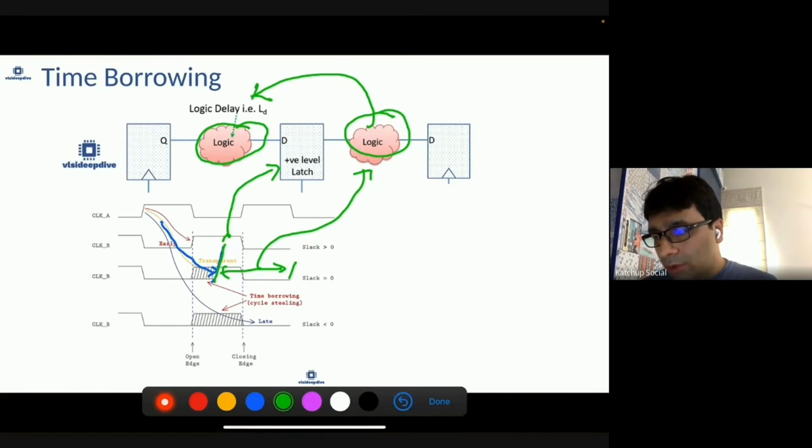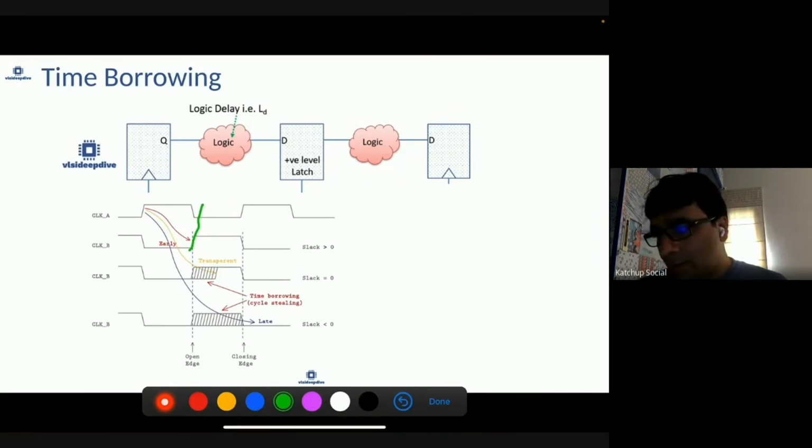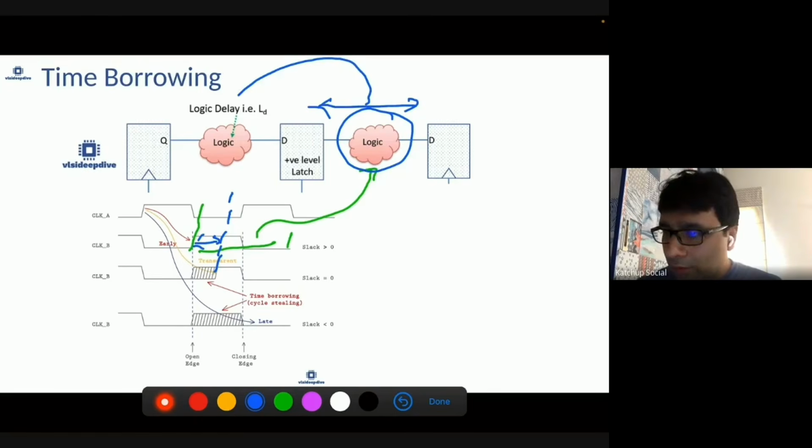So what you're basically doing is, rather than forcing the data to arrive before the clock edge and then give one full clock cycle to the next logic, you're taking some amount of time from the next full clock cycle and giving it to the latch to meet timing. So you're borrowing the time from this path and giving it to here so that this particular path can meet timing. Latch provides this flexibility, and this is known as time borrowing.